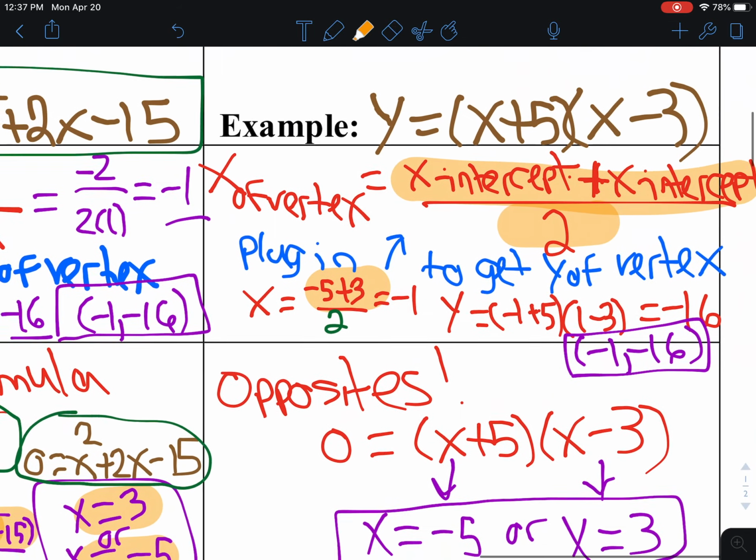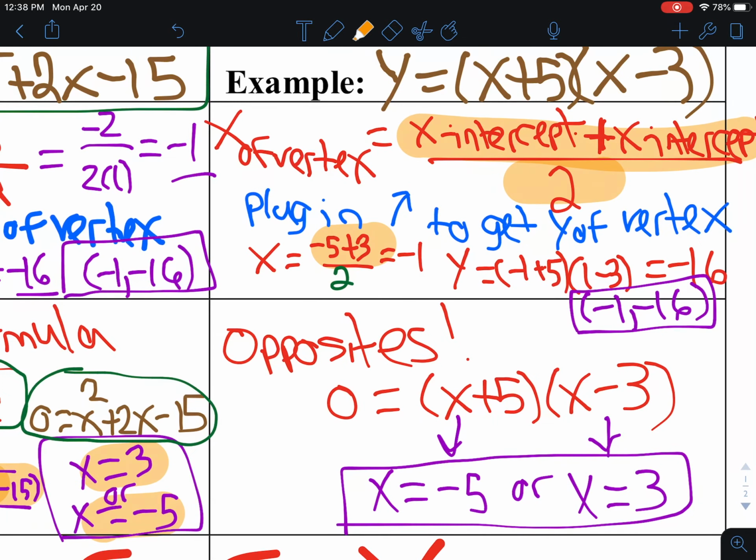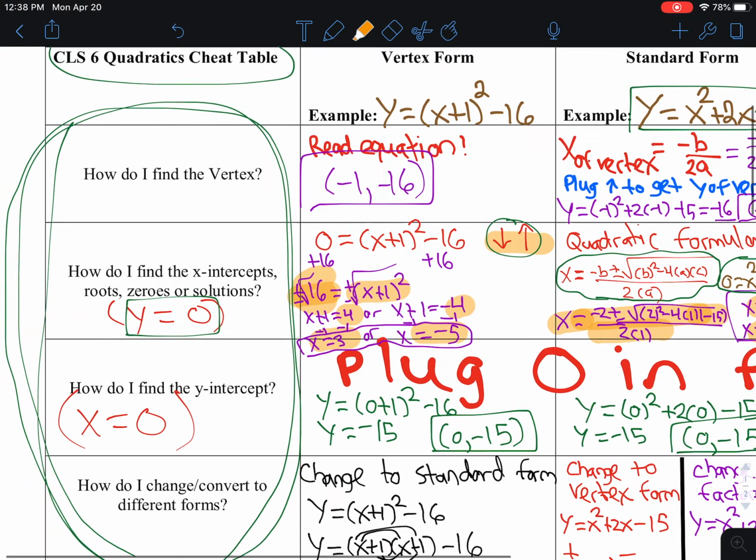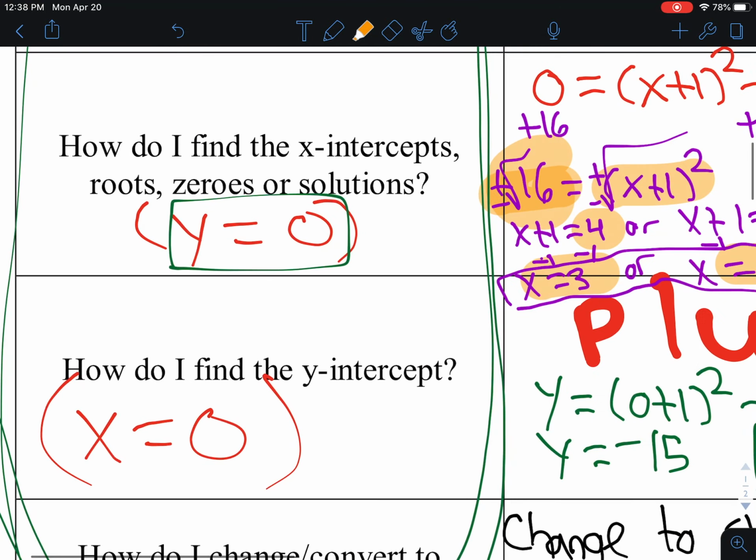When it's in factored form, really easy, you just do opposites. So it'd be -5 and 3. Pretty straightforward, hopefully. Now, for y-intercept, just to be really clear, the y-intercept x is 0.